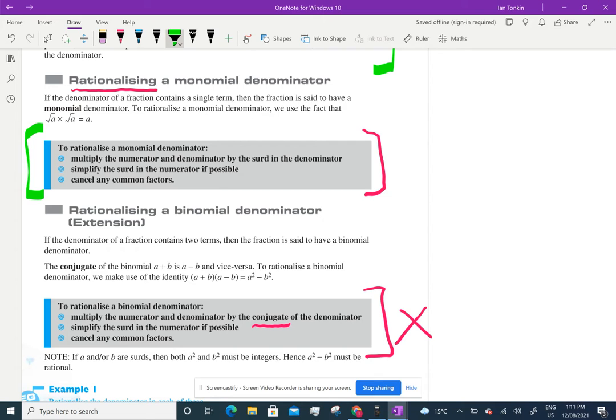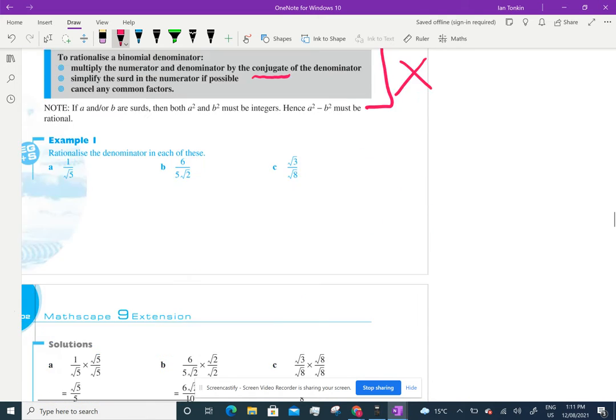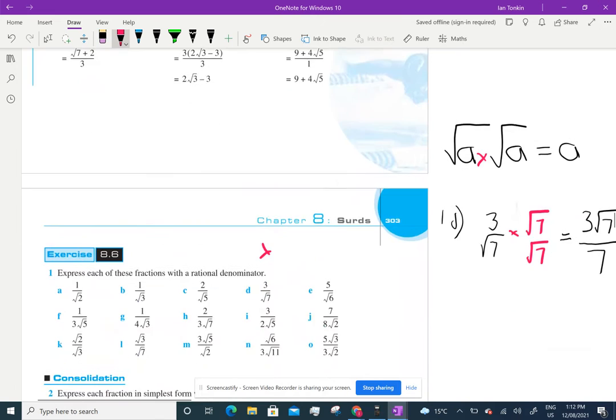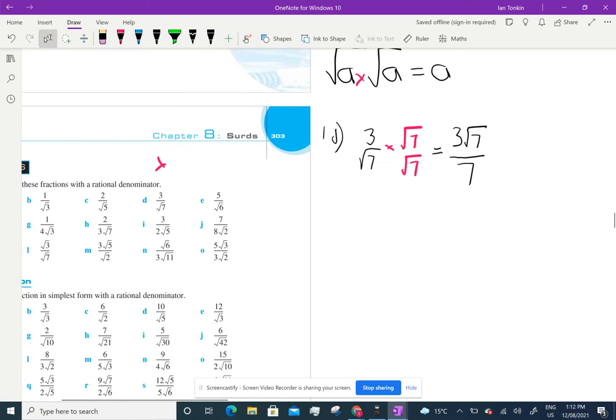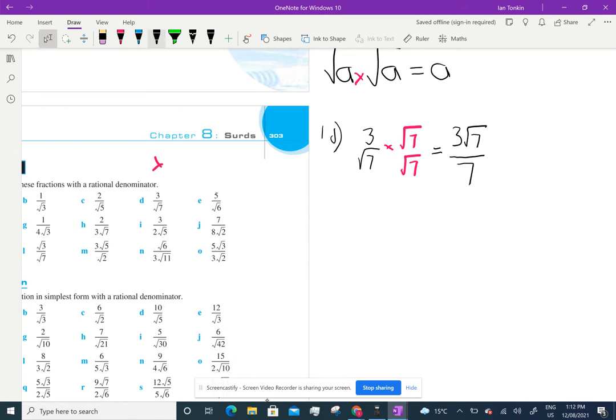And this is our learning intention up here, rationalising surds or fractional surds. So we've multiplied by the surd in the denominator. There's no way I can make root 7 simpler, and I can't cancel out any factors top and bottom. So that's done. Let's try the next one.